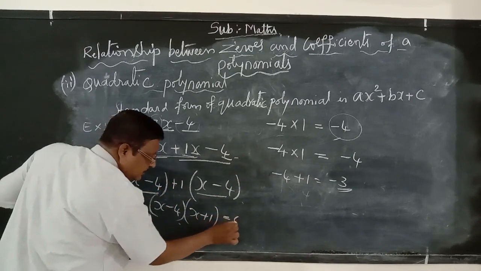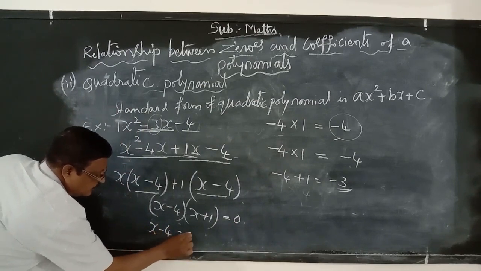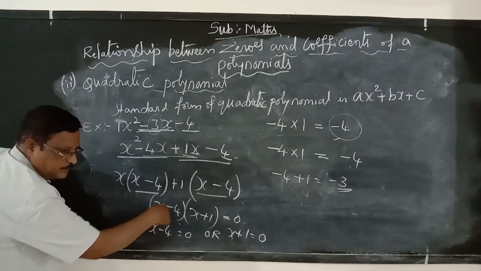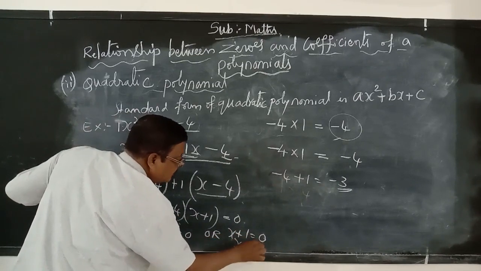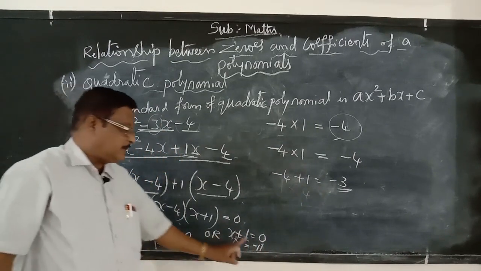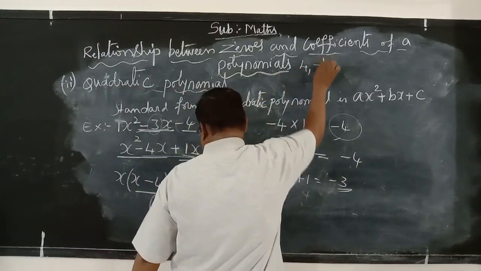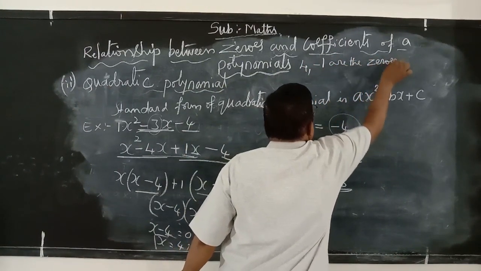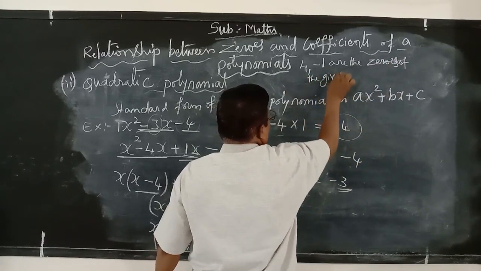This one is equal to 0. This one is equal to 0 means x minus 4 is equal to 0 or x plus 1 is equal to 0. Here this 4 comes this side means x value is 4. This 1 comes this side means x value is minus 1. Here x value is plus 4, x value is minus 1. These, 4 and minus 1, are the zeros of the given polynomial.